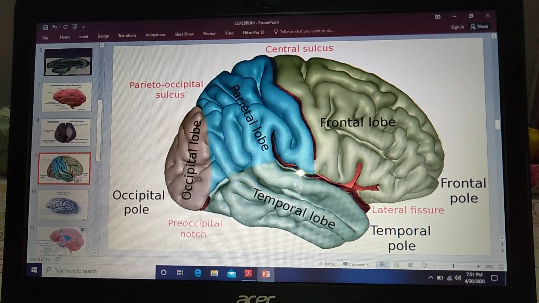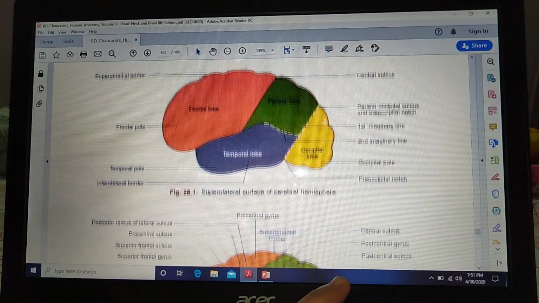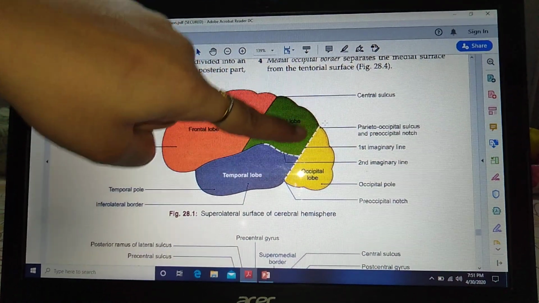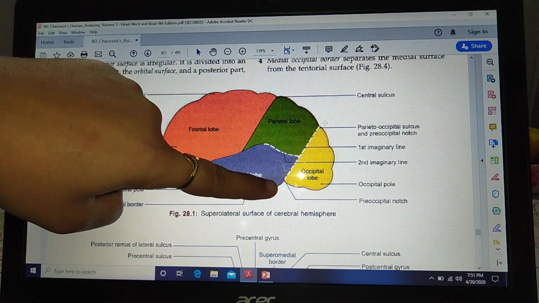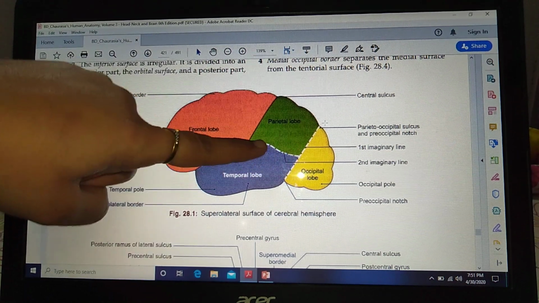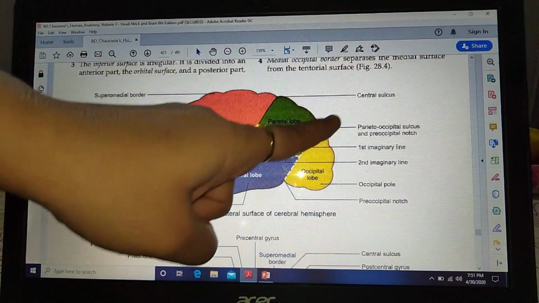This can be best appreciated in the original diagram here. Yes. Here you can see this is the first imaginary line they have shown, that is joining the parieto-occipital sulcus to the preoccipital notch, right? And the second, another line continuing backwards from the posterior ramus of the lateral sulcus to meet the first line, right? This is the posterior ramus of the lateral sulcus. We are drawing a line from that to the first line, right?